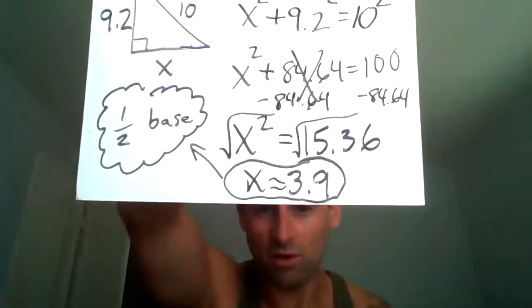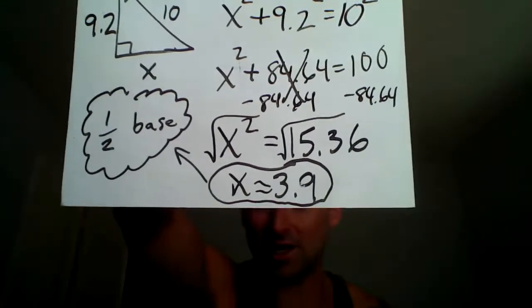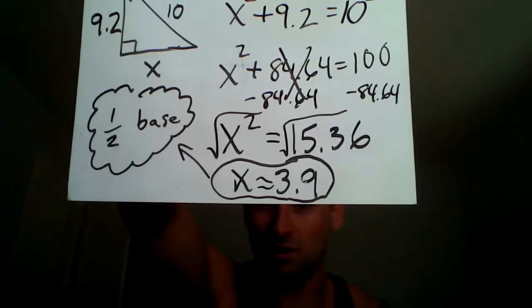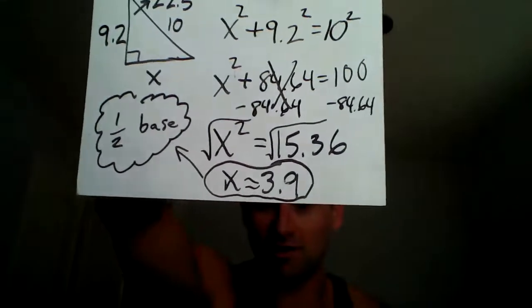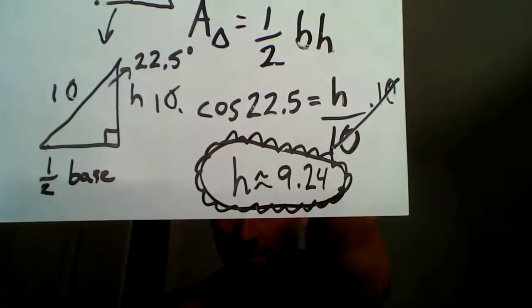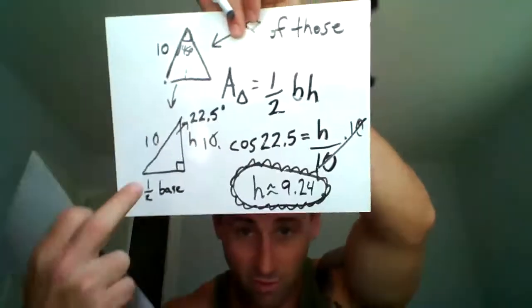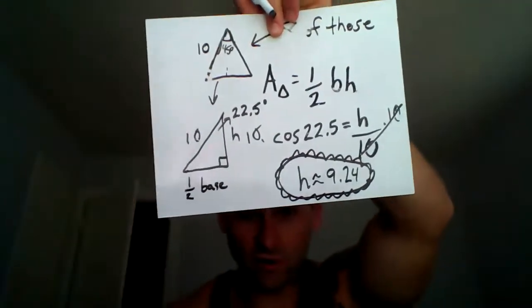The formula was half the base times the height, but this, what we just got, is actually half of the base. So it's basically just 3.9 times 9.2. And that's going to be the area of one of those triangles.